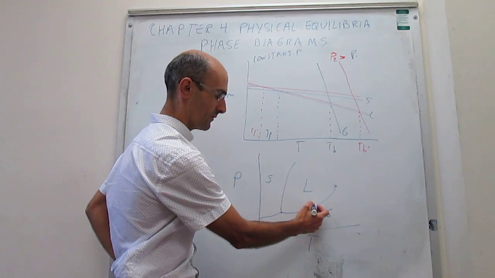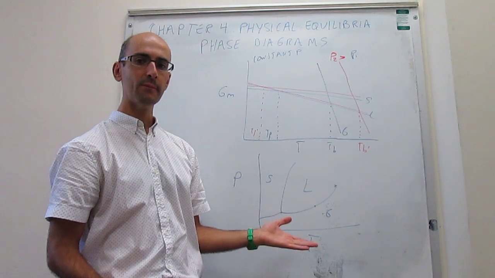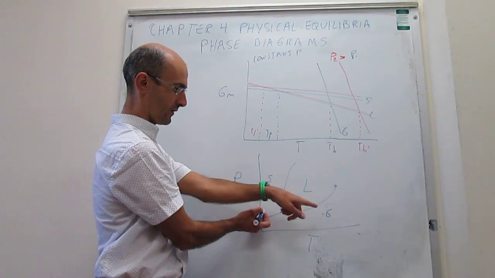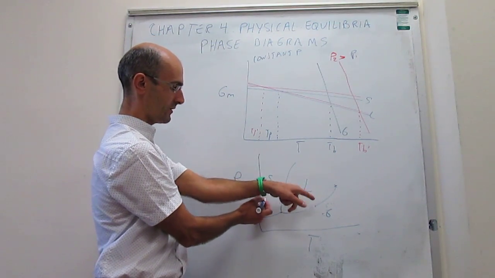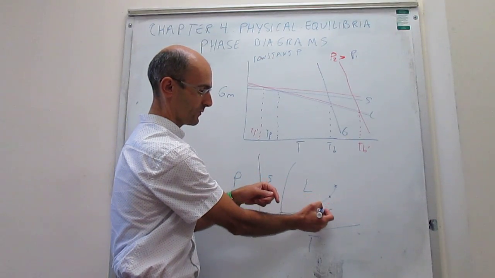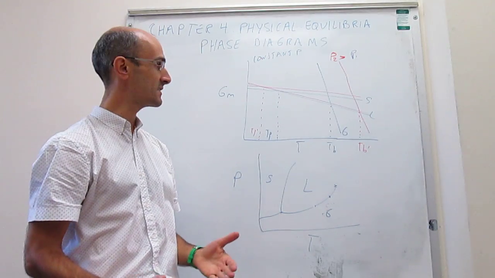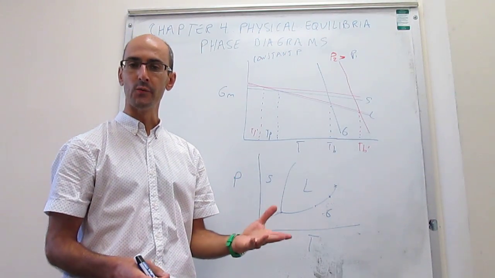Take any boiling point, this one, and see what happens to the boiling point when you increase the pressure. Well, this is the pressure that we have at this boiling point. If we increase the pressure, then the boiling point is going to increase as well. So yes, the boiling point goes up when you increase the pressure. That makes sense, and that happens for both water and the rest of the substances.